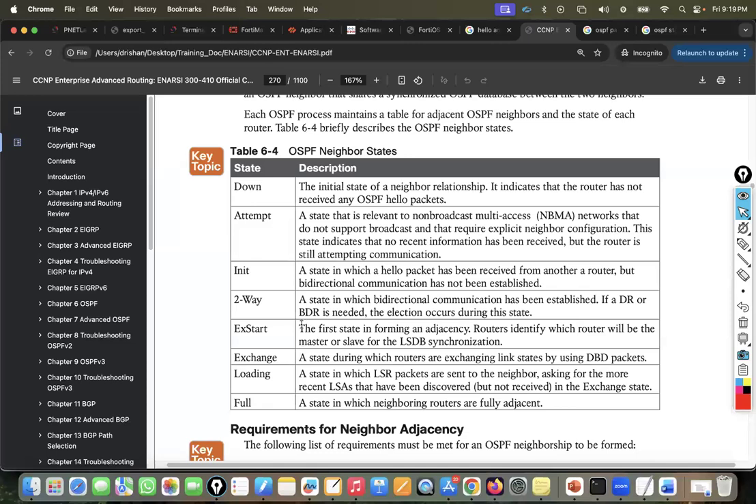Exchange. Okay, so you select the master and slaves, right? Once master and slave are selected, the master will send the entire database to the slave router. So somebody is going to send first, right? We are neighbors. So who is going to send my information first?